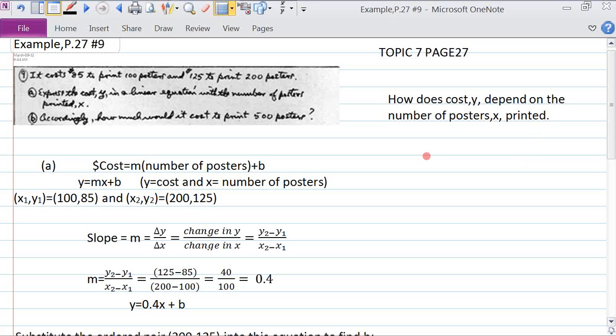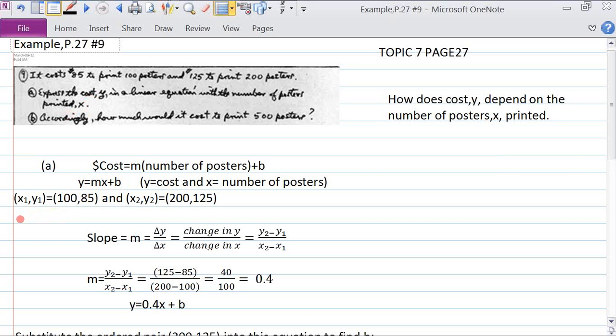That's what we're asking. Now, here's our Y. Cost is our Y. M is the slope, X is our number of posters printed, and B is the Y intercept. So Y is the cost and X is the number of posters printed. In the equation, Y equals MX plus B, because we're asked the cost Y in terms of X. So we put the Y here, MX plus B.